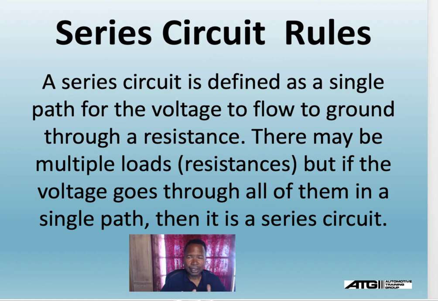In other words, what it's saying is I can have one load from source voltage to ground. I can have 5 loads, voltage source through the 5 loads and line to ground. There's only one path to ground in a series circuit. There may be multiple loads, resistance, but if the voltage goes through all of them in a single path, then it's a series circuit.